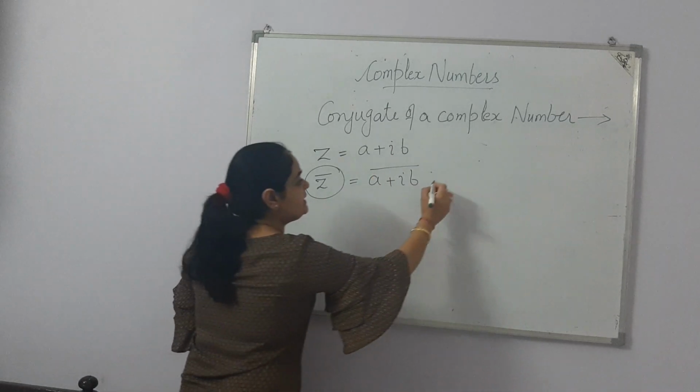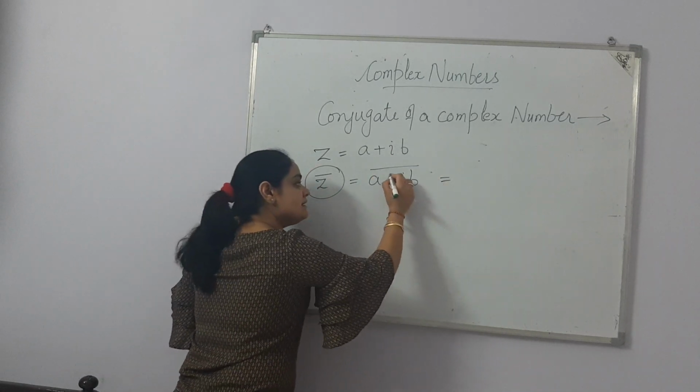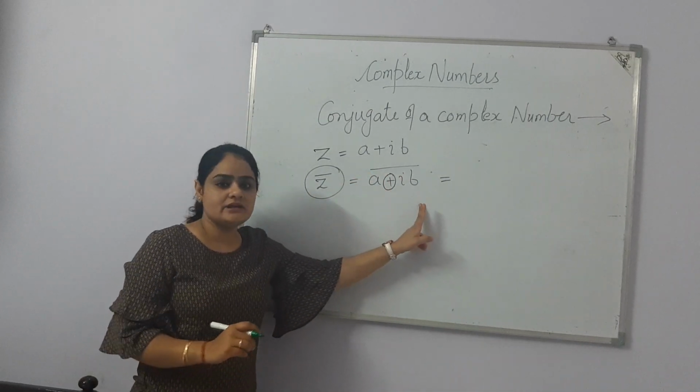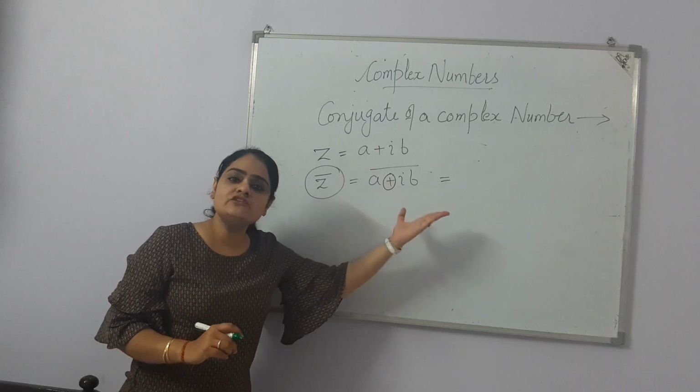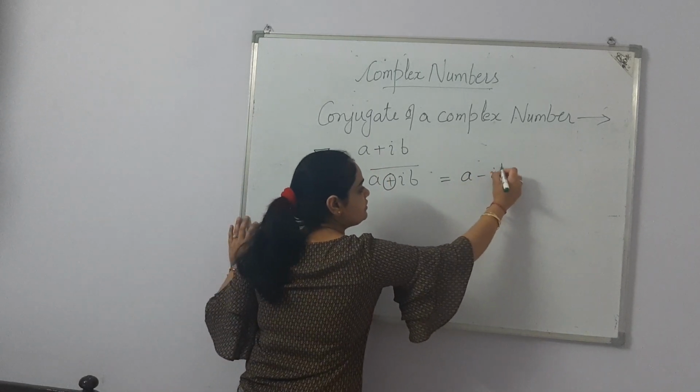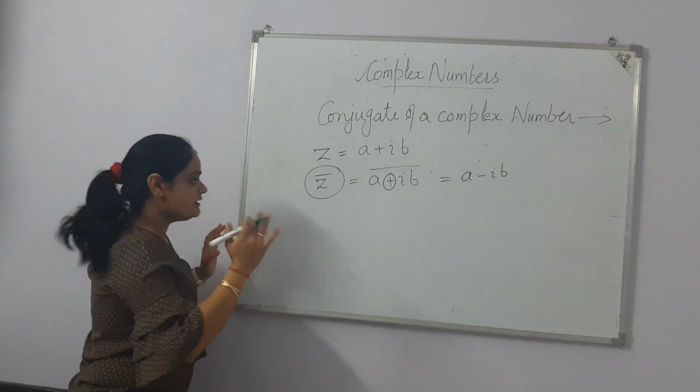And what is it saying? It is saying the sign in between the real and imaginary part will automatically change. If there is a plus sign, then it will change into a negative sign. I am taking one example.